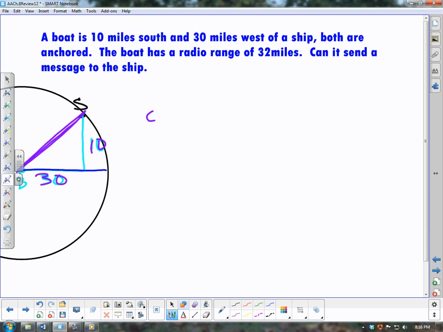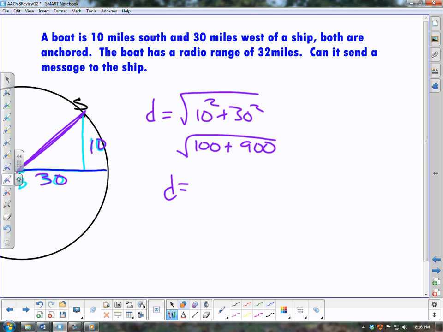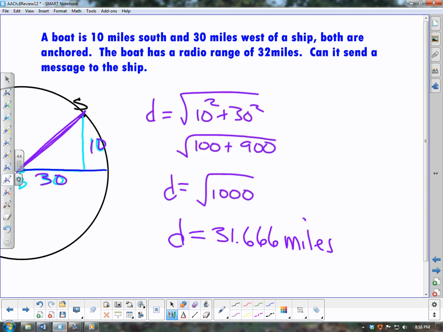Well, there you have the distance formula, which is the square root of 10 squared plus 30 squared. And 10 squared is 100, plus 30 squared is 900, and d will equal the square root of 1,000, and the square root of 1,000 is 31.662 miles, is how far apart they are. And if the range of the radio is 32 miles, they can talk to each other. Yes.